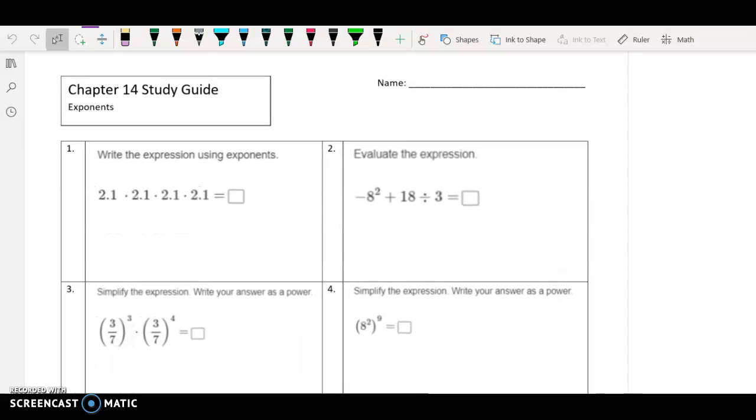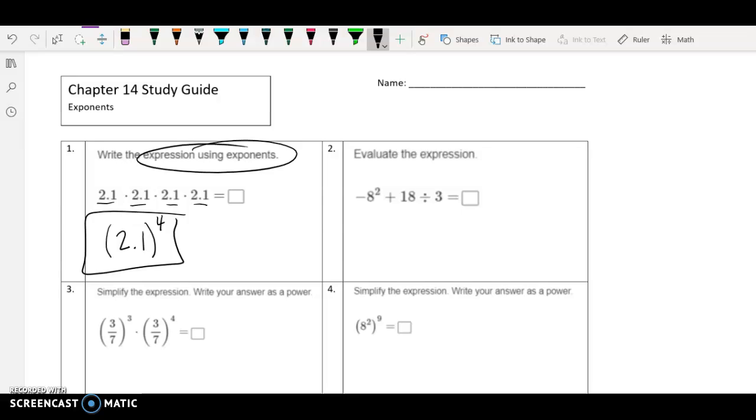Okay, so let's go over the study guide. For number 1, we have to write our answer in exponential form. And so we have 1, 2, 3, 4, 2 and 1/10. So we're going to do 2 and 1/10 to the 4th power. And that's just your answer because we want it in exponential form.